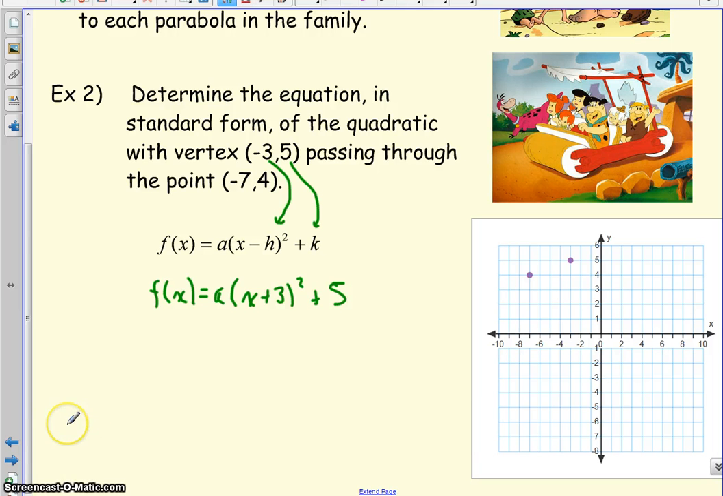Just like what we were trying to do when we were finding equations in factored form, we have to solve for that a value. So remember, if I'm looking to solve for an a value here, I have 3 unknowns right now. I have an x value, which is a variable, y or f(x), another variable, and this a. So if I want to solve for a, I need to have values for x and y. Where do I get values for x and y? They come from a point. So I know this parabola has to pass through (-7, 4), so I can sub that point in for x and y and solve for a.